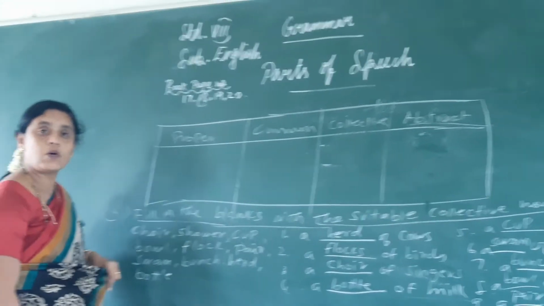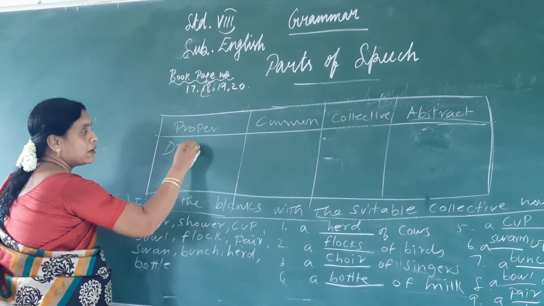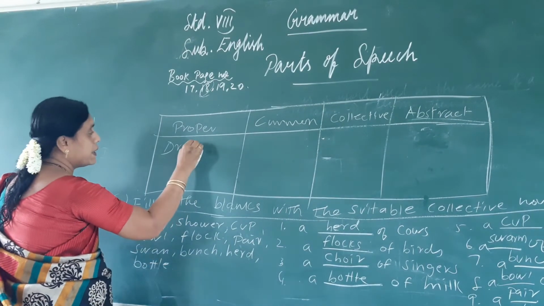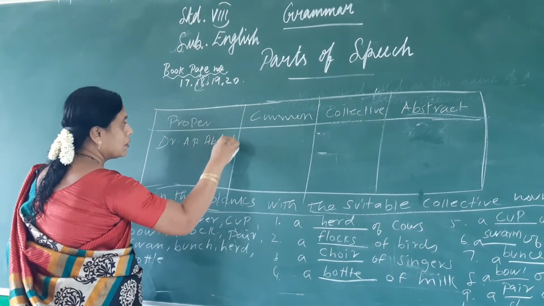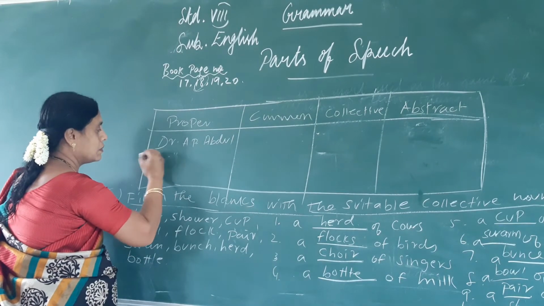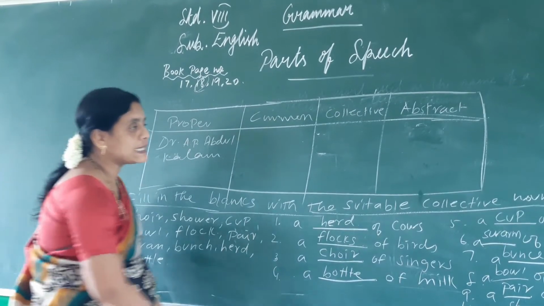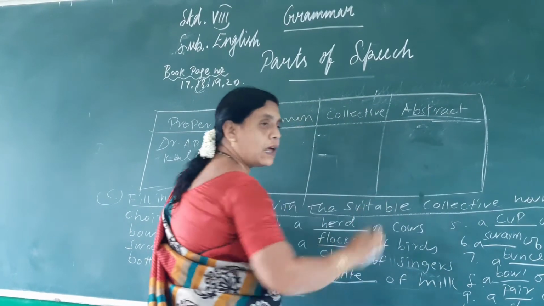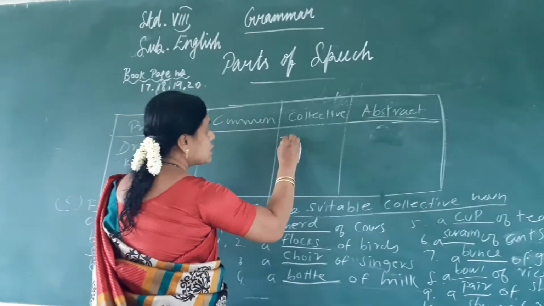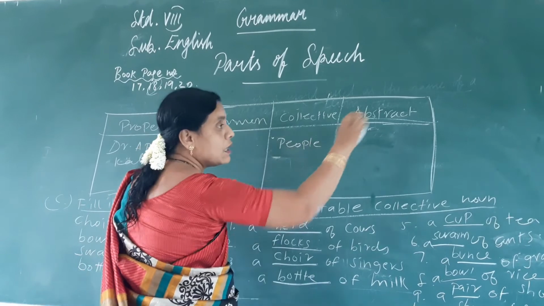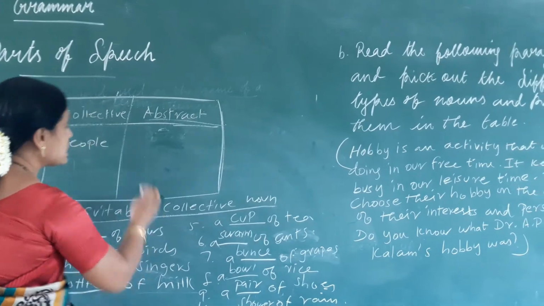Here, what is the proper noun? The name of the person, APJ Abdul Kalam. Doctor, here APJ Abdul Kalam. Kalam, you have to write it. And now what is in the collective noun and what is in abstract noun, you have to select. People, the collective noun here in the paragraph is people. And next one, abstract noun is interest.